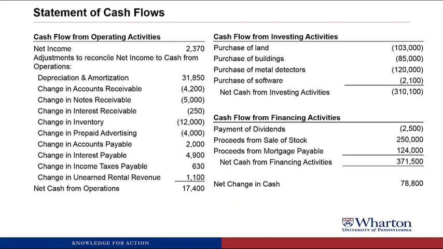Cash flows from operating activities are going to be under the indirect method. And then we'll have cash flow from investing and financing activity under the direct method.